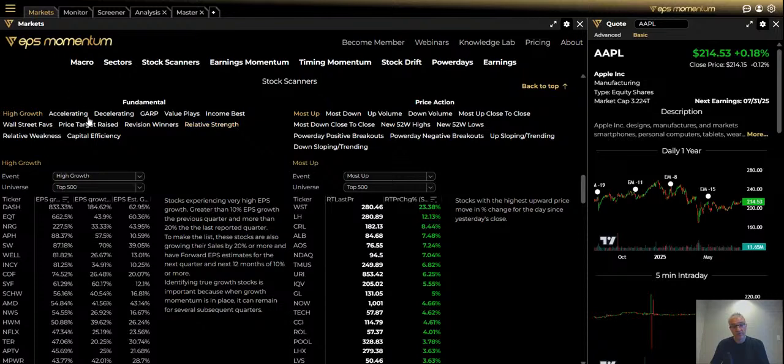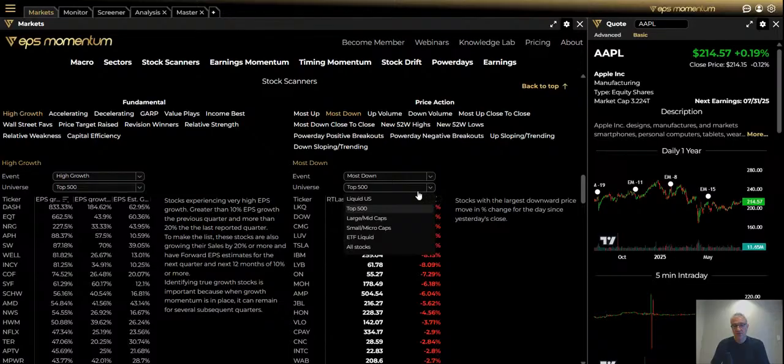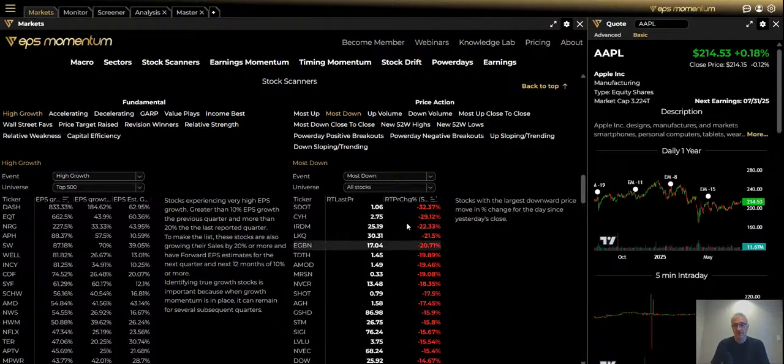So there's a fundamental piece on the left and a price action based piece on the right. So the classic most up, most down. So you can quickly switch from one to the next. You can also look at large cap, mid cap, small cap, or just even ETF, or just all stocks. And you can see what's up for the day.